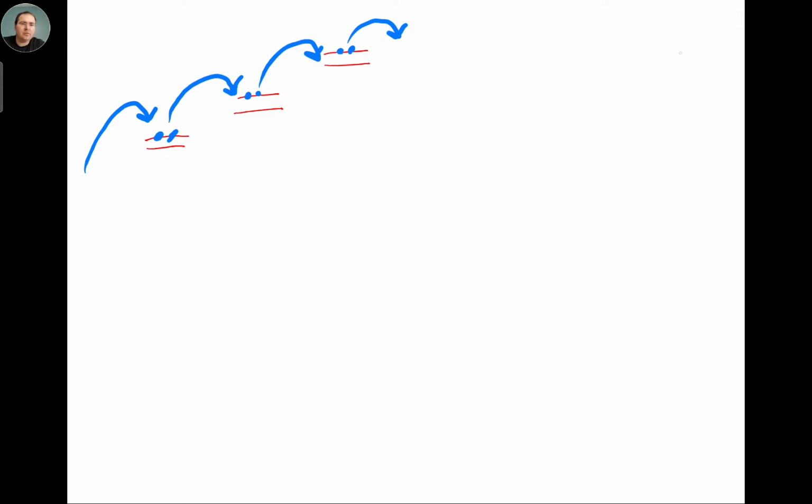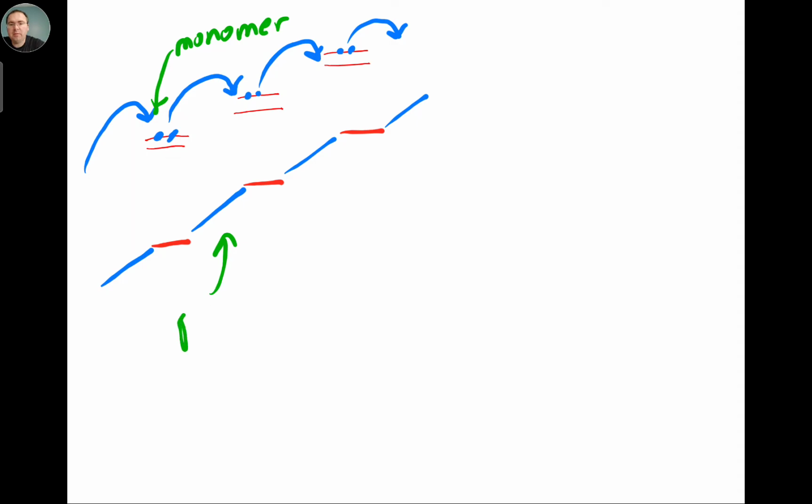So if we look at the original structure, we still have those 3 carbon units. But now what we've traded is the double bond for a new single bond. So now we have this new bond here, this new bond here, this new bond here, and this new bond here. Those up here at the top are called monomers. So this is a monomer. And then this down here would be the polymer. And this is how all addition polymers are made.